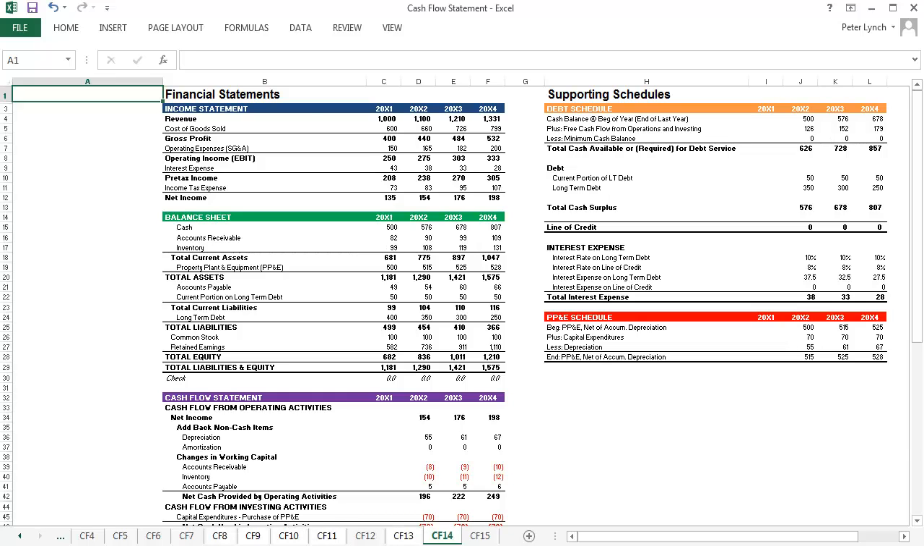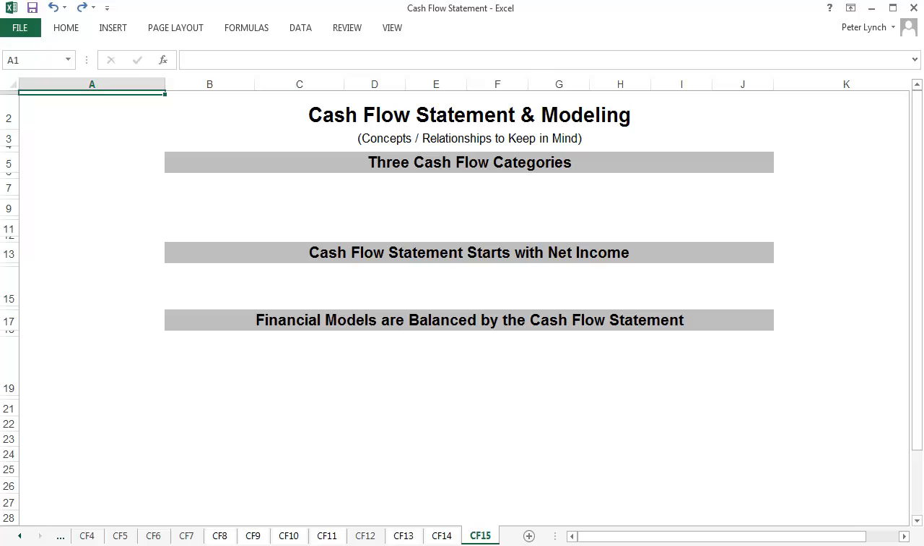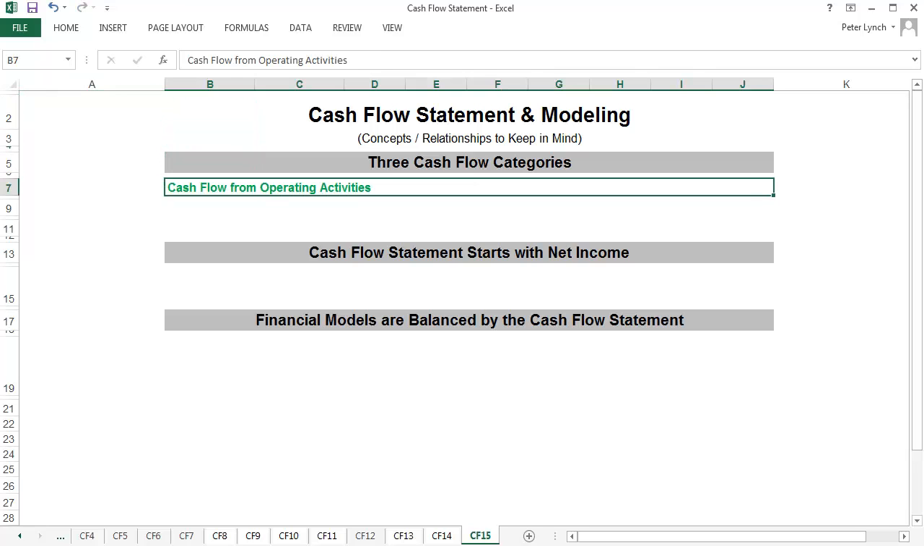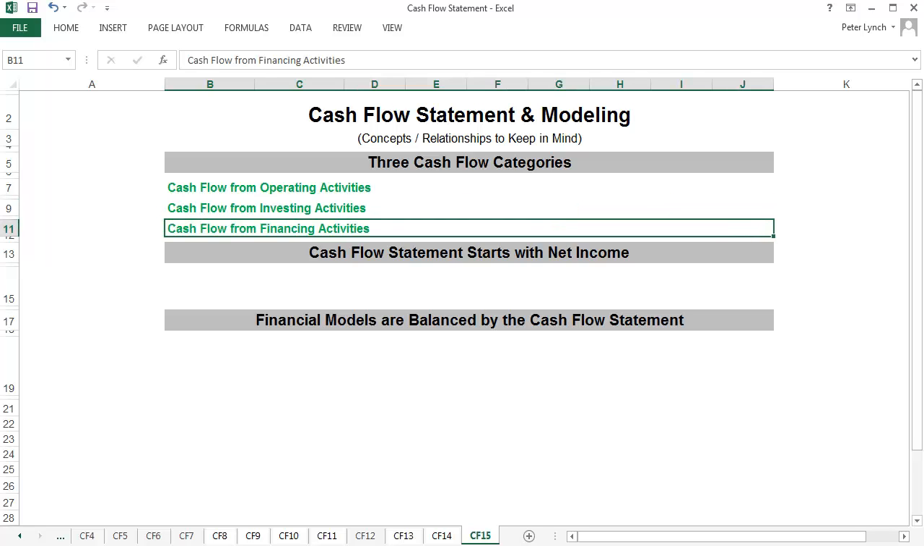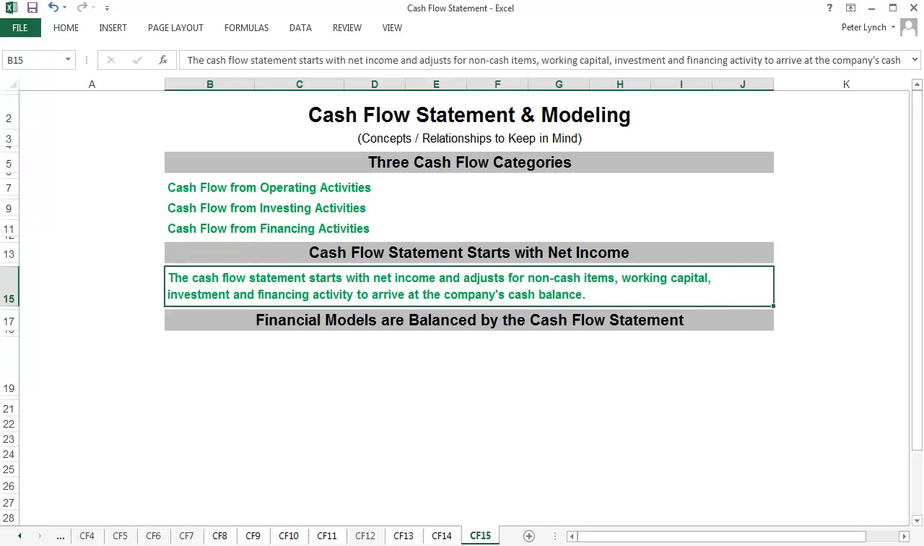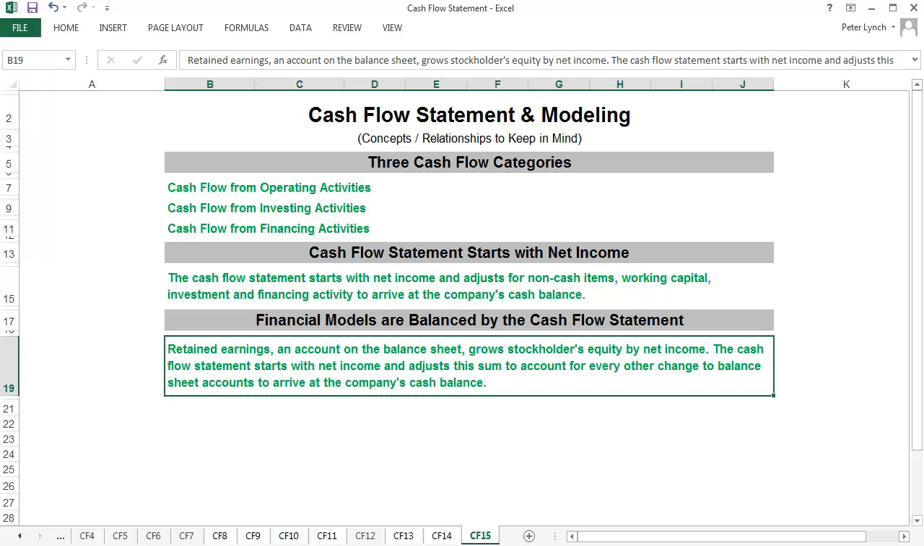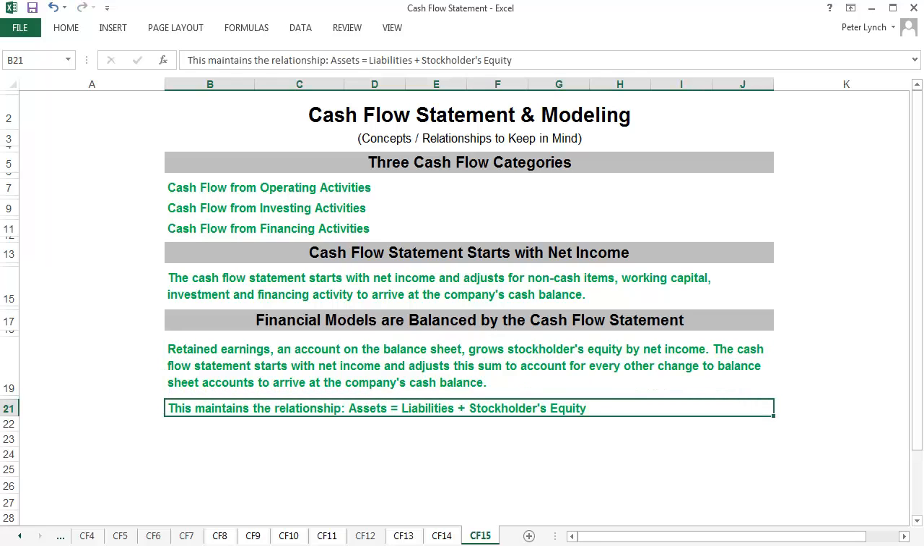But before we move on, I want to highlight a few concepts and relationships. First, that there are three cash flow categories: cash flow from operating activities, cash flow from investing activities, and cash flow from financing activities. Next, it's important to keep in mind that the cash flow statement starts with net income and adjusts for non-cash items, working capital, investment, and financing activity to arrive at the company's cash balance. And finally, that financial models are balanced by the cash flow statement. Retained earnings, an account on the balance sheet, grows stockholders' equity by net income. The cash flow statement starts with net income and adjusts this sum to account for every other change to balance sheet accounts to arrive at the company's cash balance. In this way, cash acts as a plug in financial models to maintain the accounting equation.